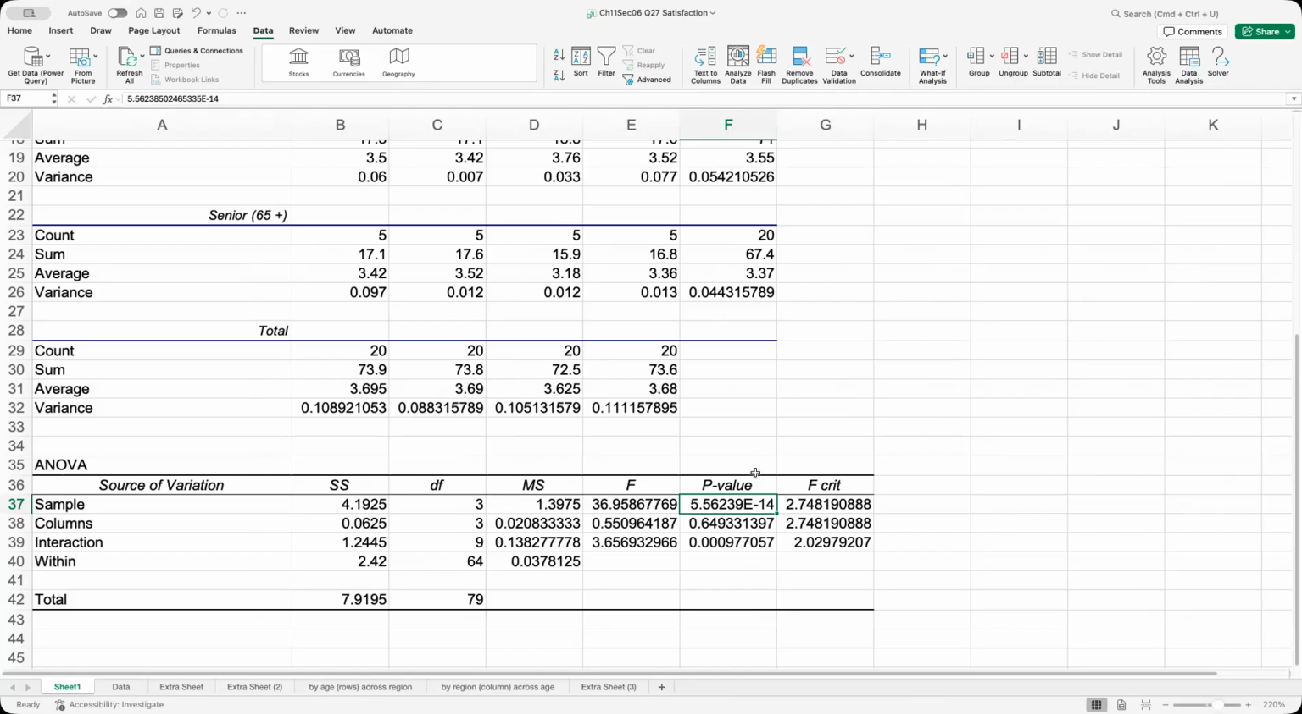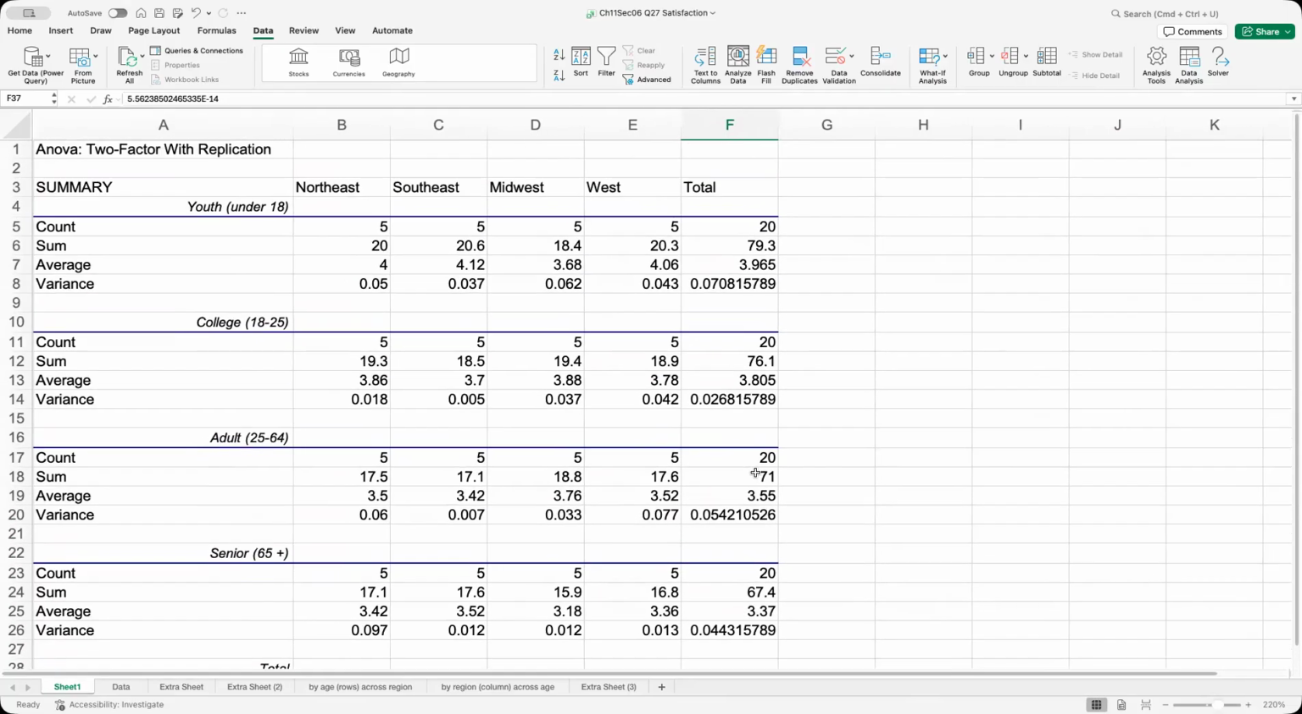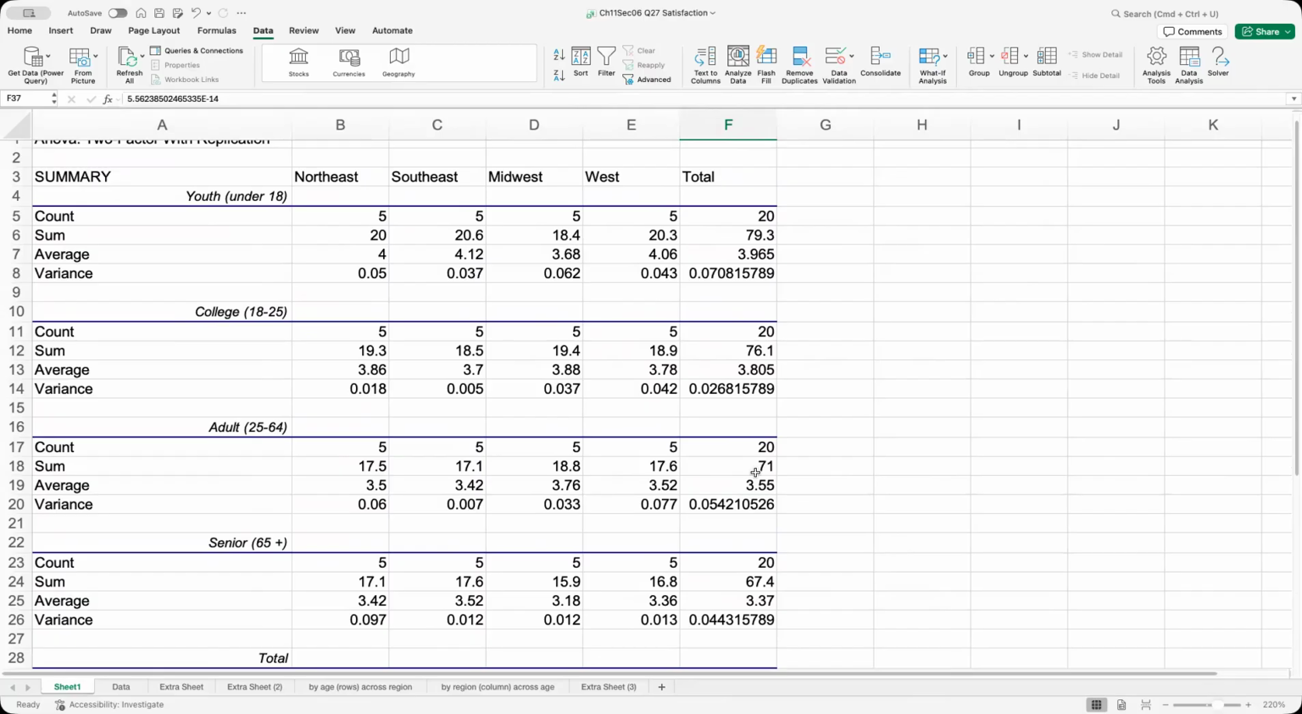Okay, wait a minute. In this data, what did the rows represent? Which category was that? The ages, right? Youth, college, adult, senior. This shampoo is clearly going to be preferred differently by different age groups. There is a strong effect. Which age group you're in matters a lot.